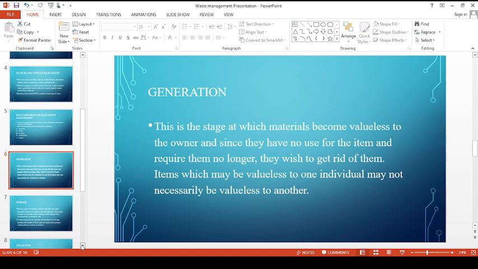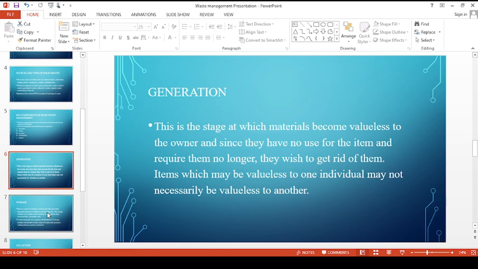We'll start with the first component, which is generation, and at this stage waste materials become valueless to the owner since they have no use for the item and require them no longer. They therefore wish to get rid of them. We say that items may be valueless to one individual and may not be necessarily valueless to another person. For example, you may use a bottle and you want to throw it away, but someone else may take the bottle and reuse it for the same purpose or another purpose.